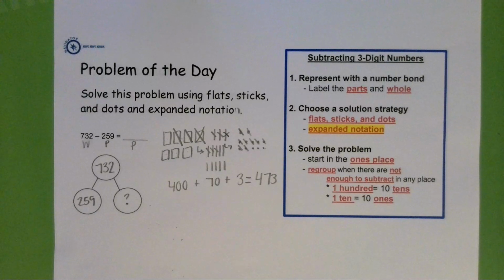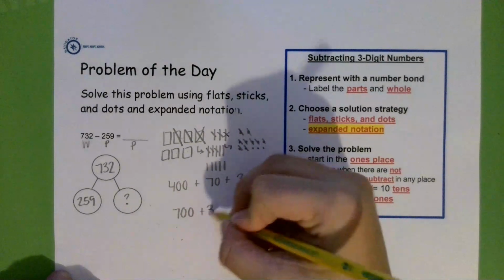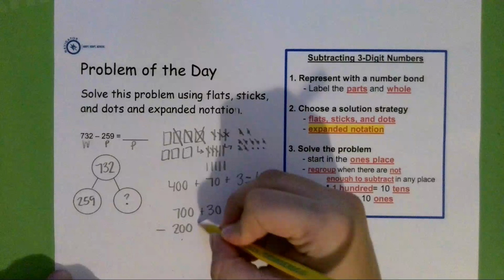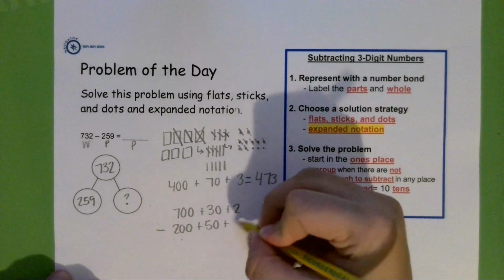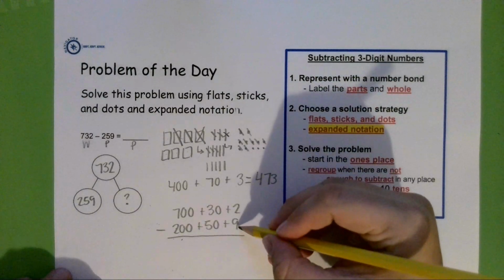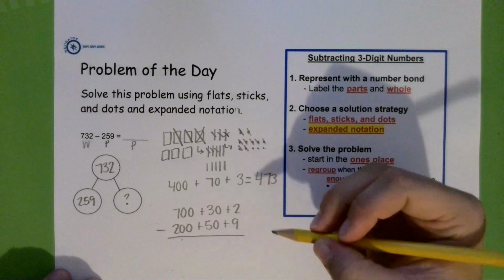How can I set this problem up to solve using expanded notation? Say it out loud. I bet you said we should write 700 plus 30 plus 2 minus 200 plus 50 plus 9. Now let's subtract, starting in the ones place. I have 2 ones. I need to take away 9 ones. Can I do that? I bet you said no.